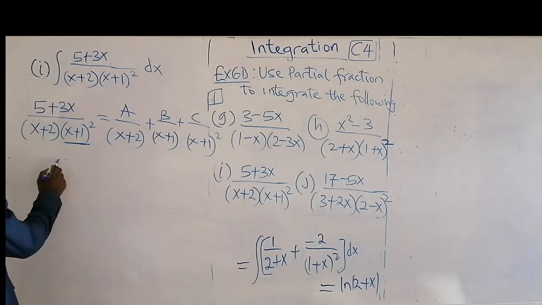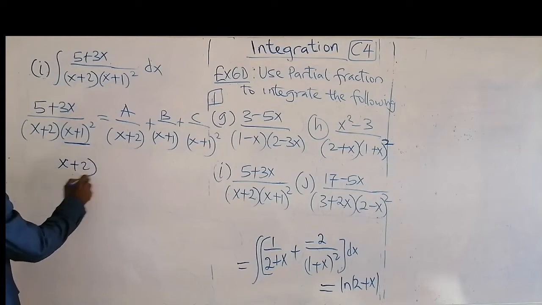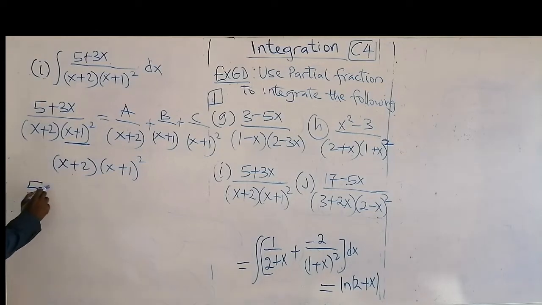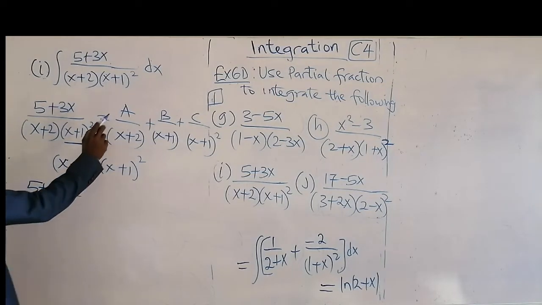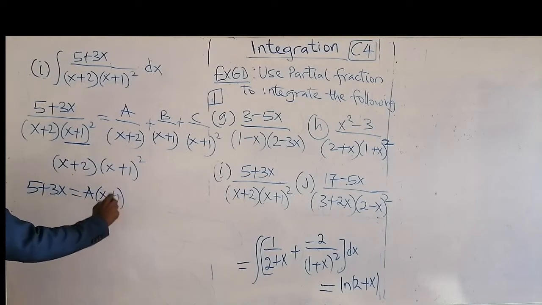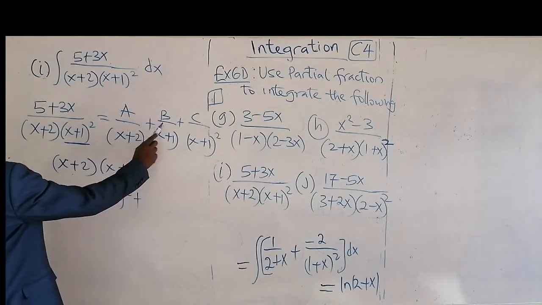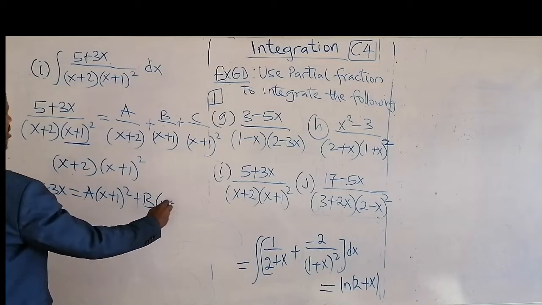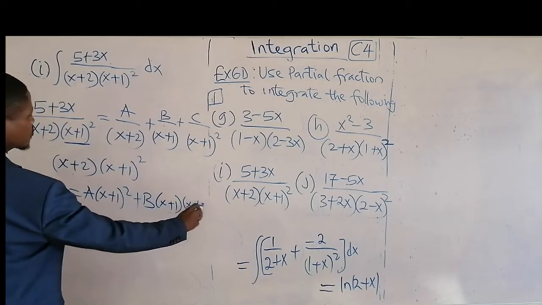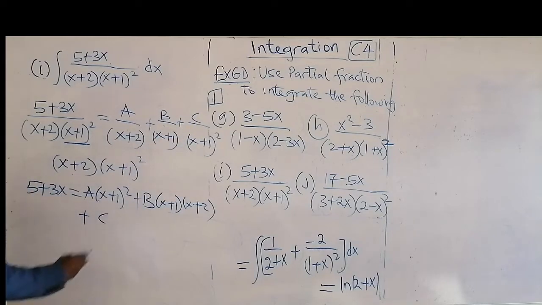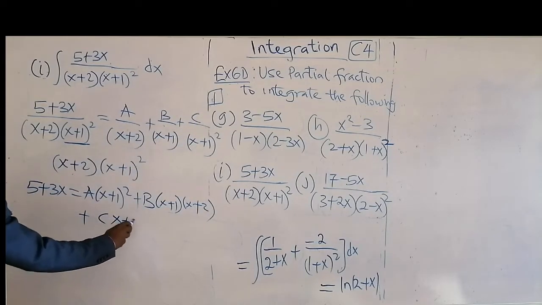So multiply through by the common factor, (x plus 2)(x plus 1) all squared. So we have 5 plus 3x equal to what? This one times the common factor. So that will be A times (x plus 1) squared. Then plus this one also times the common factor, that will be B times (x plus 1)(x plus 2). Then the C part, this one also times the common factor, that will be C times (x plus 2).